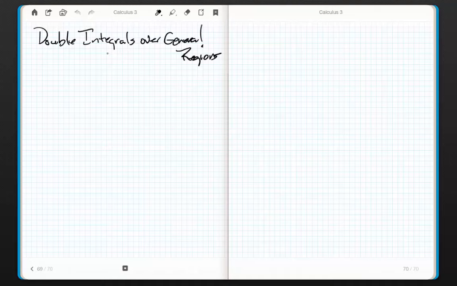So now that we know how to take double integrals, and they're pretty easy to work with, right? They're kind of cool. We're going to have a little bit of fun.